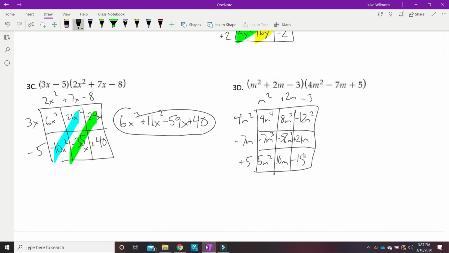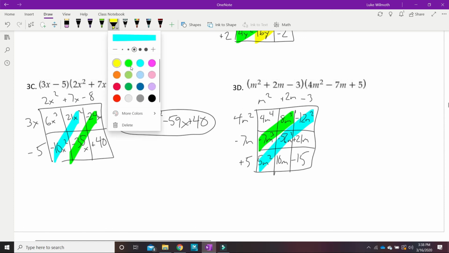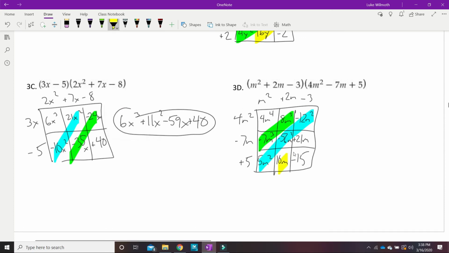and negative 15. Now I'm going to add on the diagonals because these are cubed. These are squared. These are just my regular old m friends. All right, my answer is 4m to the fourth. 8 minus 7 is positive 1m to the third. Oh my gosh, this is ridiculous. 56? You want me to add 56 and 12 together? No, thank you. I'm going to use my calculator.